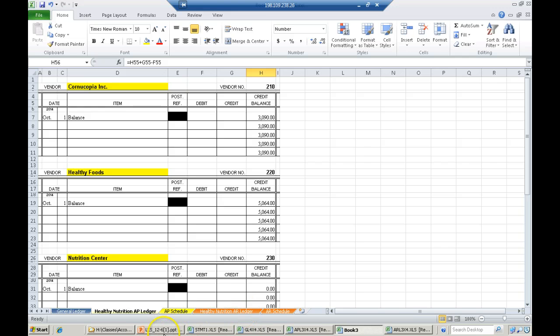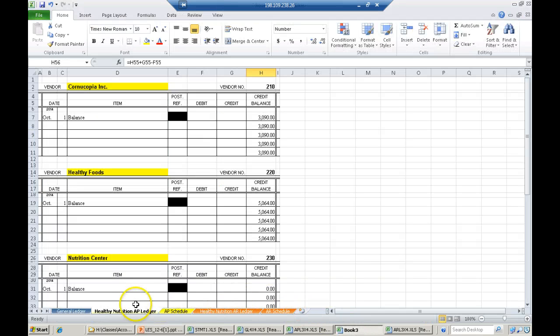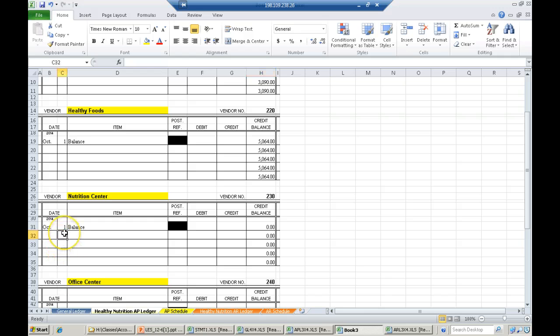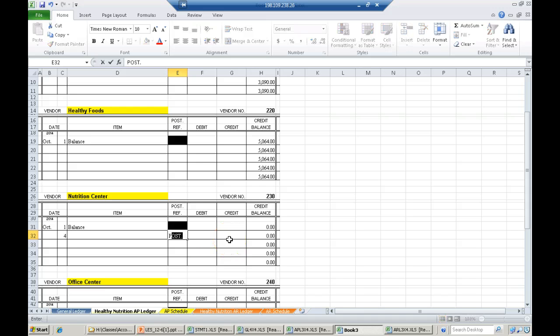Pretty simple. Let's go back to our purchases journal, and on the 4th to Nutrition Center on purchase number 78, we 2016. So let's go to Nutrition Center. We're going to come down here. We're going to put for Nutrition Center on the 4th. Post reference is the purchase journal number, which is P10. So we're going to put P10.